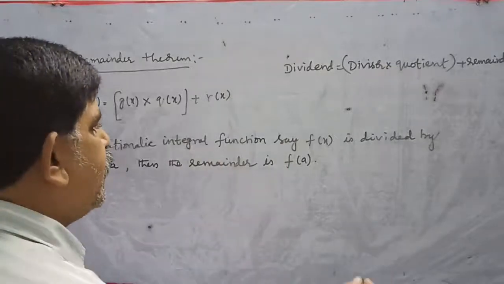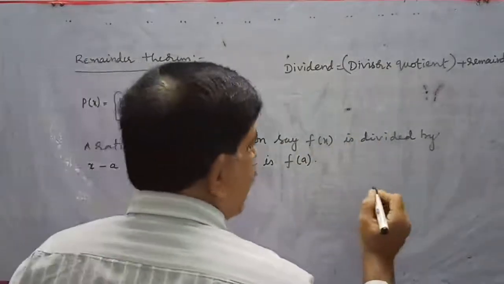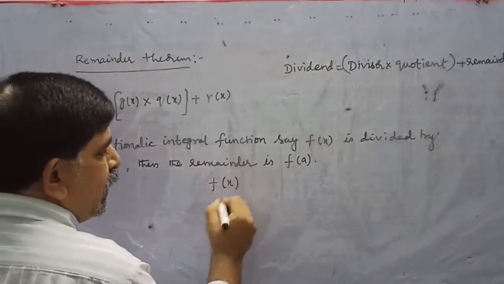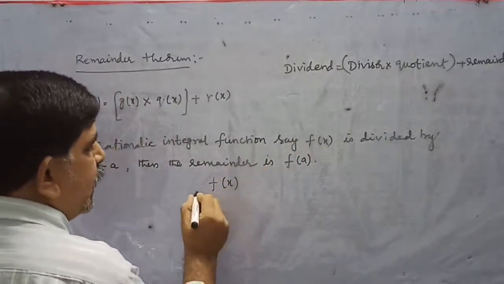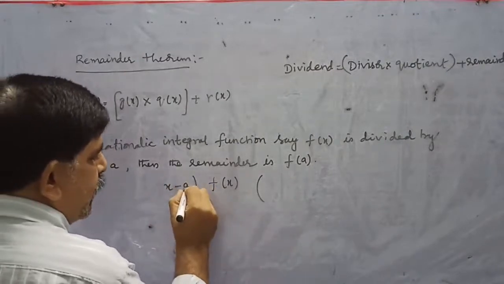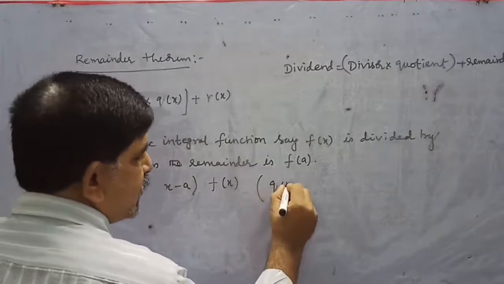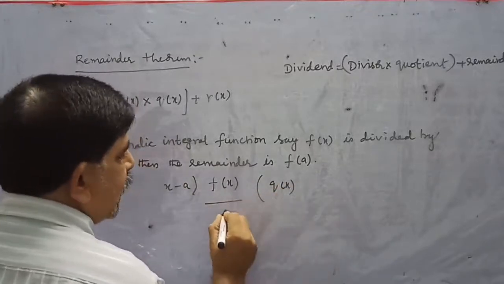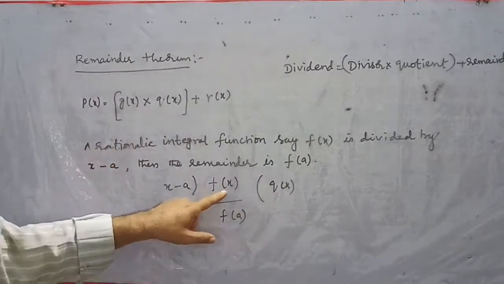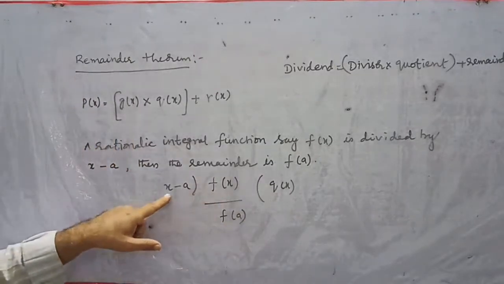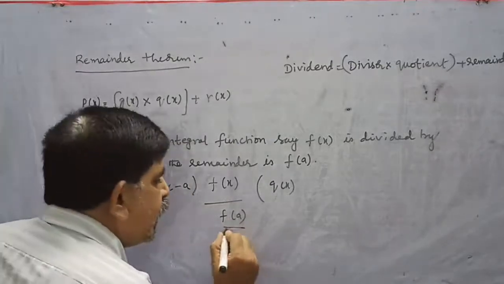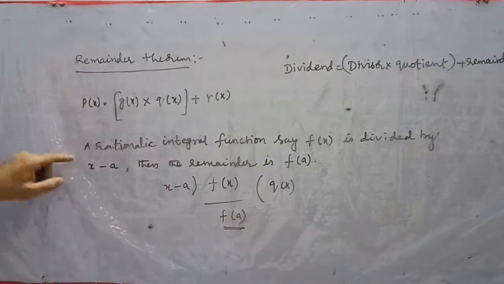In general, we know that any function is divided by x minus a, that is here f of x is divided by x minus a. We will get some quotient, that is q of x here, and the remainder is f of a. Okay, f of x is divided by x minus a, then the remainder is f of a. Okay, this is remainder theorem statement.